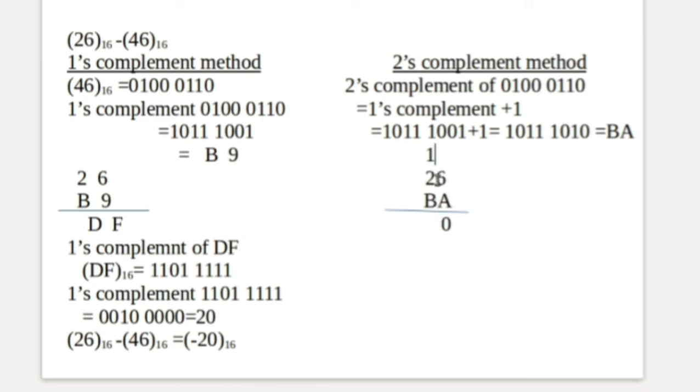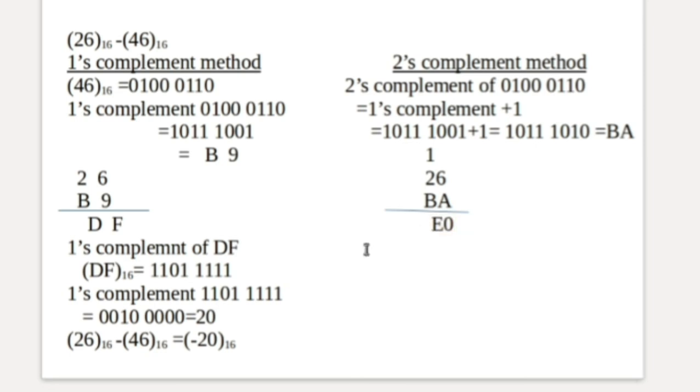So here B plus 2 plus 1. B is equal to 11. 11 plus 2 is 13. 13 plus 1 is 14. 14 means E in hexadecimal. Okay, so there is no carry from the MSB, that means the result is negative. So we have to take the 2's complement of the result.